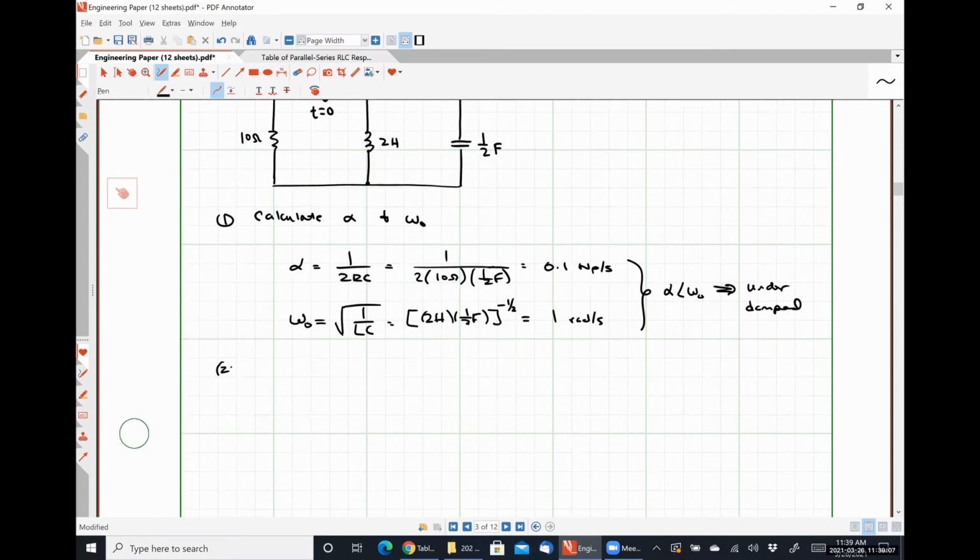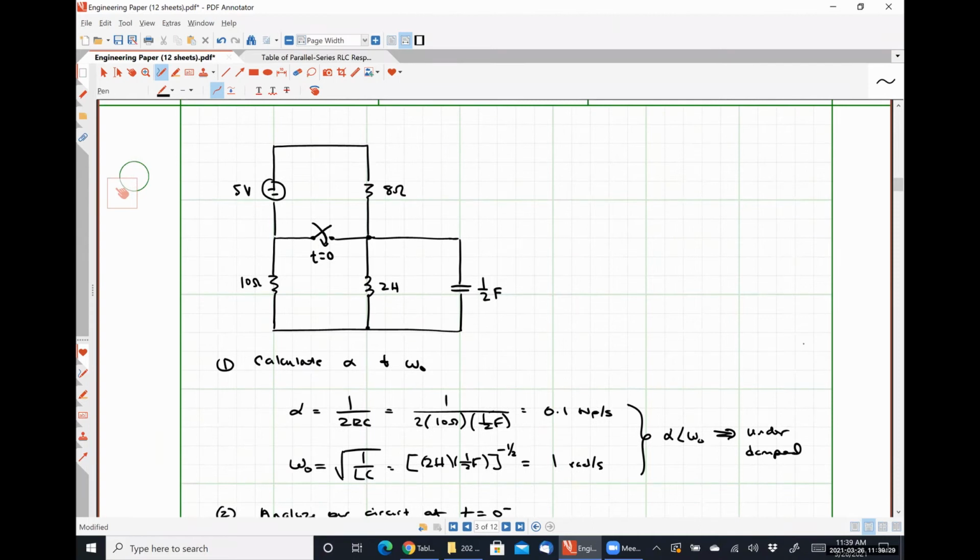Step 2 is we are going to analyze our circuit at t equals 0 minus. We're really only going to be looking at a couple of different things. So let's go ahead and define what those various things are, okay? I can call this guy IR of t. I can call this guy IL of t. And let's call this guy IC of t. Let's call this voltage V of t.